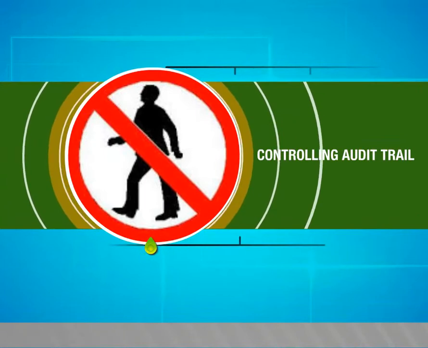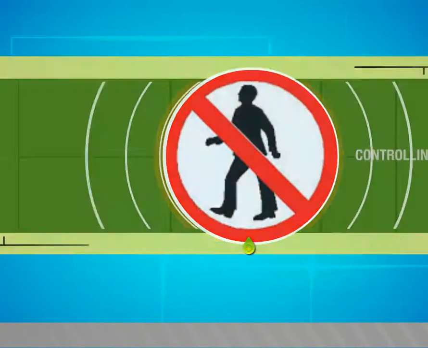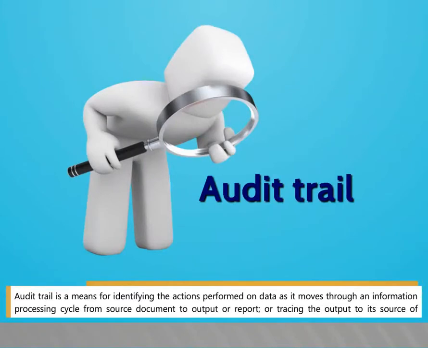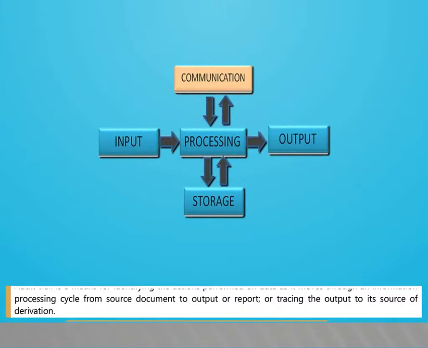Controlling audit trail. In this video, we are going to see about controlling audit trail. Audit trail is a means for identifying the actions performed on data as it moves through an information processing cycle from source document to output or report, or tracing the output to its source of derivation.